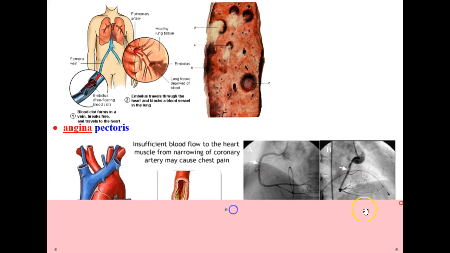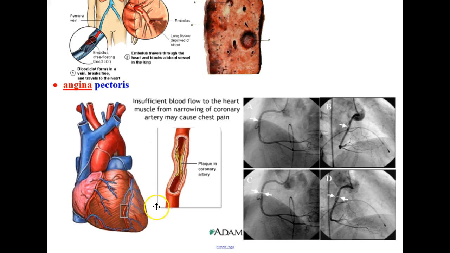And then the last one we'll take a look at here is angina pectoris. This is insufficient blood flow to the heart muscle from the narrowing of the coronary artery. And again, this can be due to plaque buildup. And this, of course, can cause chest pain and is another cause of heart attack. And here they're showing you different places where this person has an angina pectoris, a blockage of the blood flow to the heart in the coronary artery.